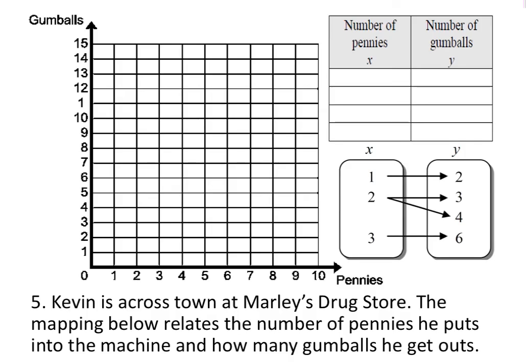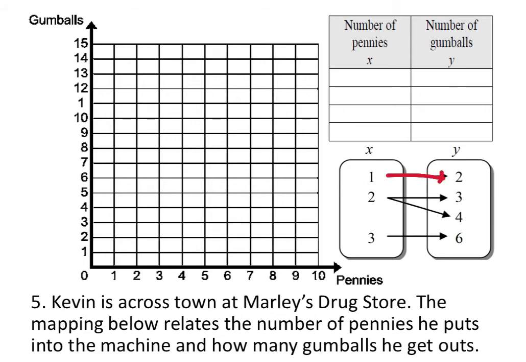So Kevin is across town at Marley's drugstore. The mapping below relates the number of pennies he puts into the machine and how many gumballs it gets out. So this one, it's got 4 different arrows, but again, just from the mapping, we see 2 arrows coming out of one of the x values, the 2. And so right away, just from the mapping, we should say it's not a function, but let's just confirm it in the table because we're kind of new to the mappings, all right?